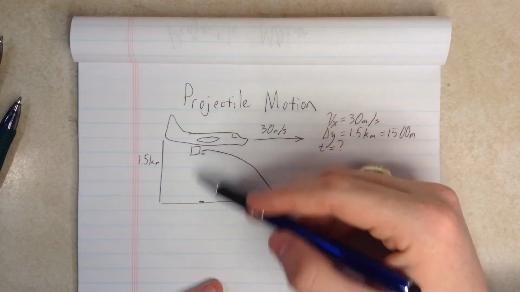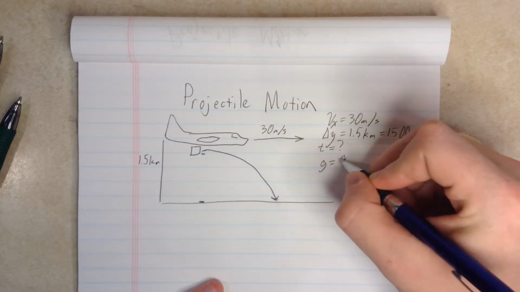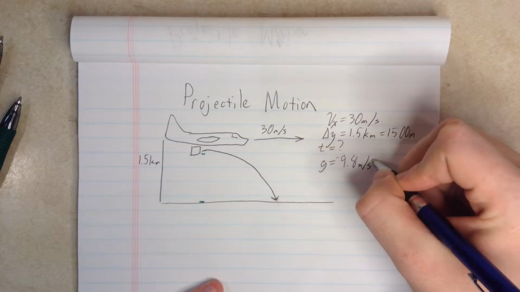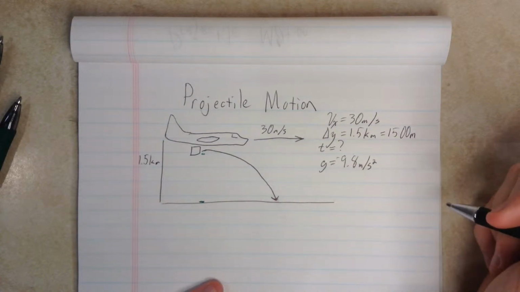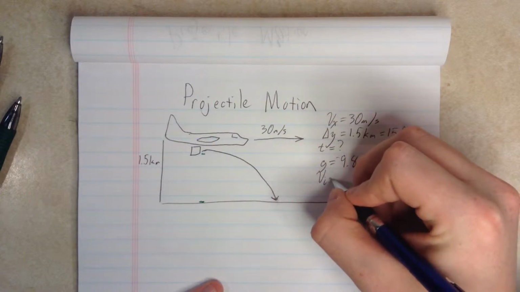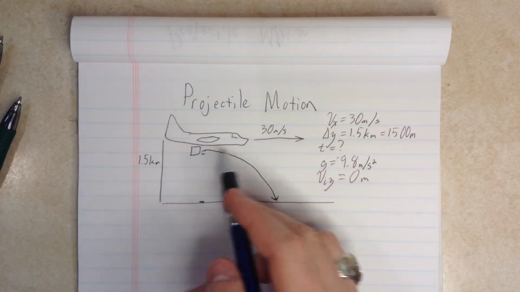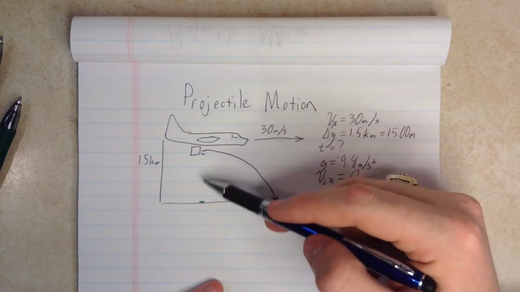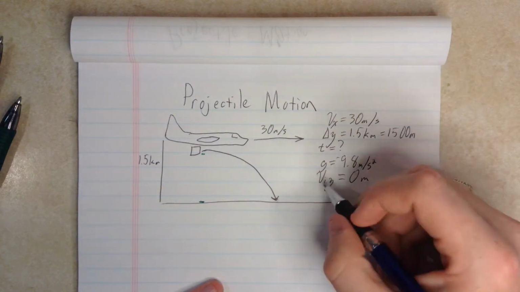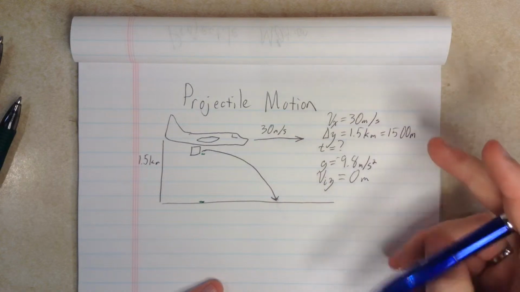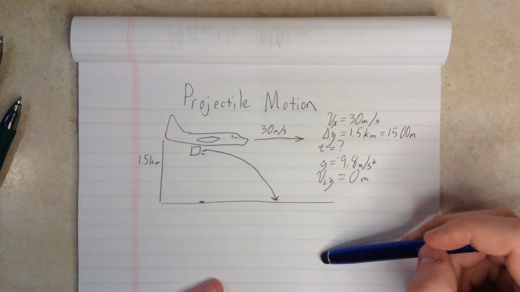We know that this object is being accelerated downwards by gravity, which is always equal to negative 9.8 meters per second squared on Earth. We know that it has an initial vertical velocity, Viy, of 0, because this plane is traveling horizontally, so all of this object's velocity is in the side-to-side direction rather than the up and down direction. Is there anything else that we know right now? No.